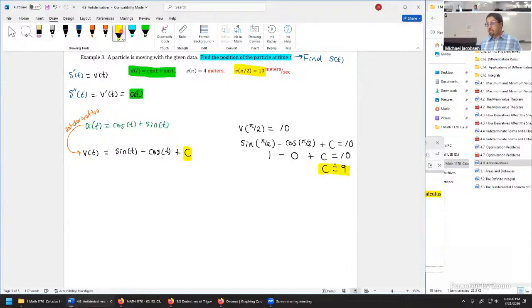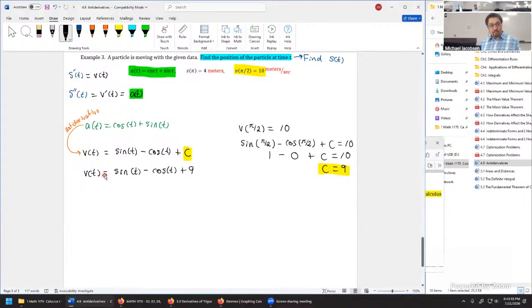So we take that information, we go back to the velocity function, and substitute that in for the constant. Now we know that the velocity for our particle, not velocity as any possible function, but the one and only velocity function that satisfies our problem, is sine t minus cosine t plus 9, in units of meters per second.